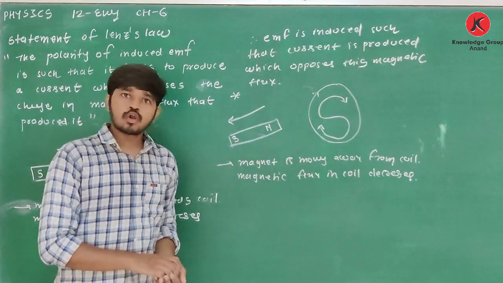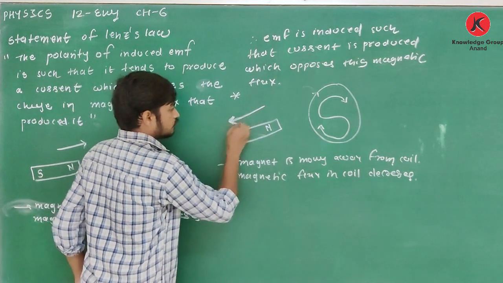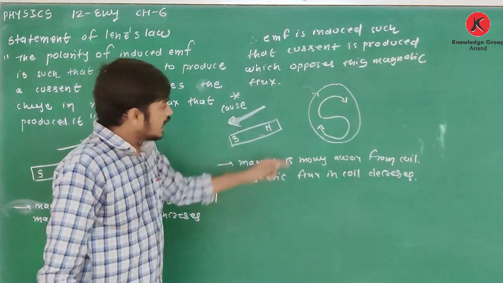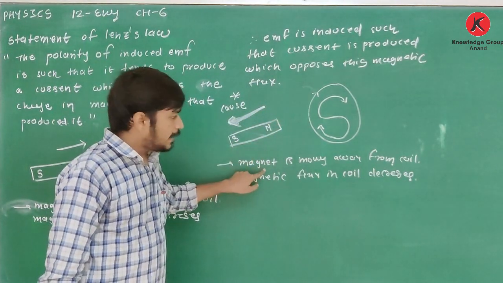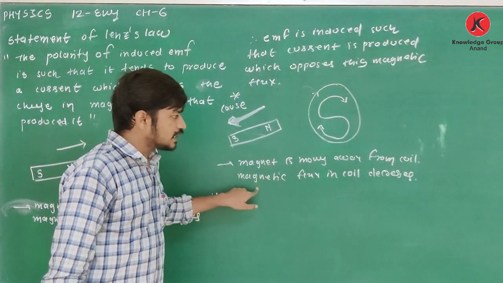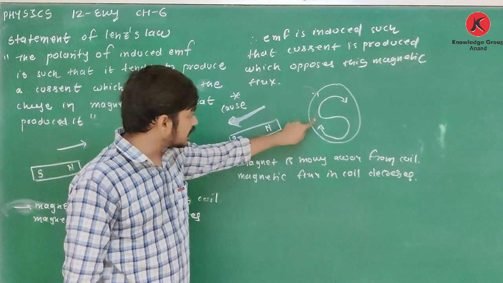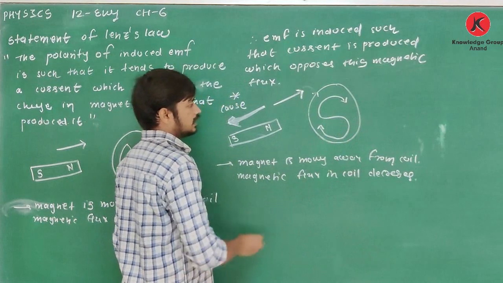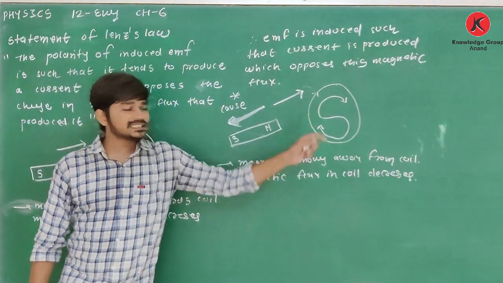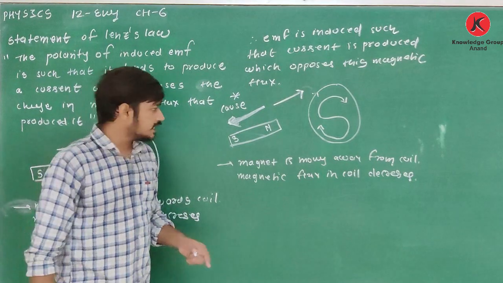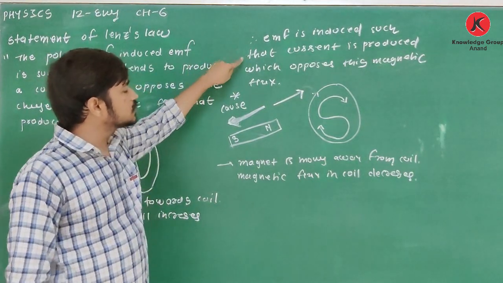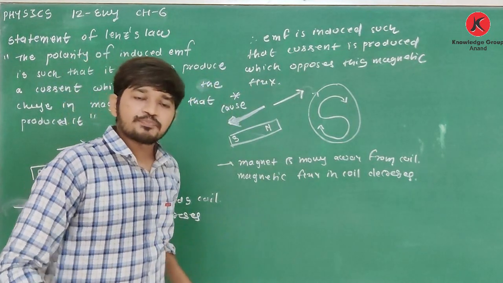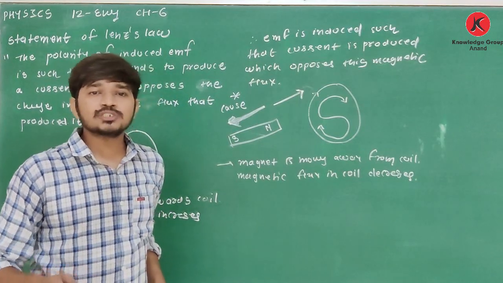The cause is that the magnet is moving in this direction. Due to this motion, the magnet is moving away from the coil, and magnetic flux in the coil decreases. Here EMF is induced. Current is produced such that it behaves as a south pole, and this magnet is attracted towards this south pole. So yes, again EMF is induced such that current is produced which opposes this magnetic flux. So simple. EMF is induced such that it opposes its cause.